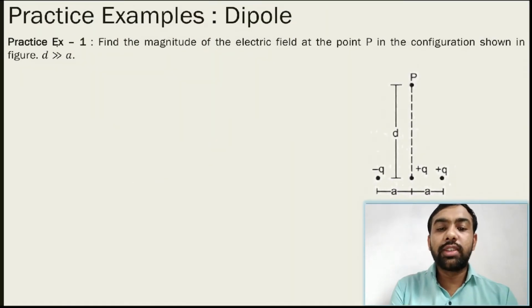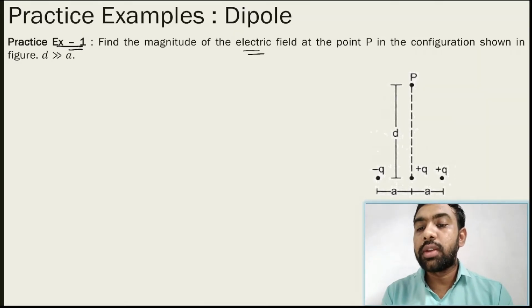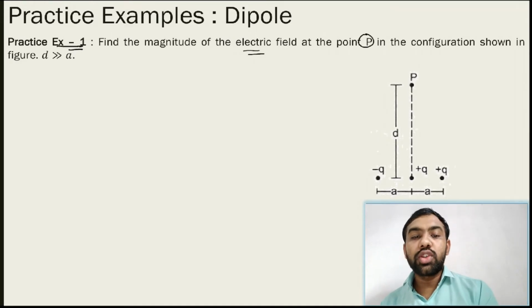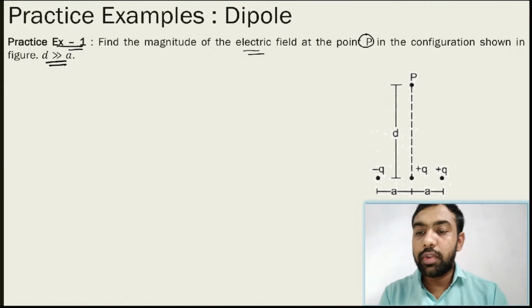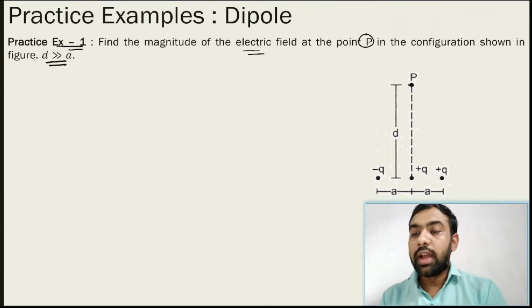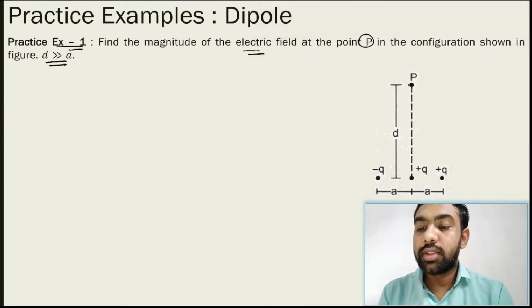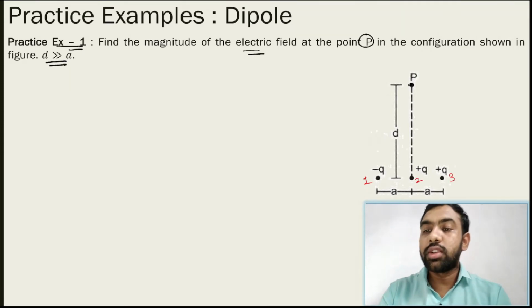This is one example, practice example 1 based on a dipole. Find the magnitude of electric field at point P in the configuration shown in the figure, and here you consider d much greater than a. Means here we need the field at this point P. So three charges are given: minus Q, plus Q and plus Q. If you consider charge number 1 and charge number 2 and 3, actually consider 1 and 2 only.